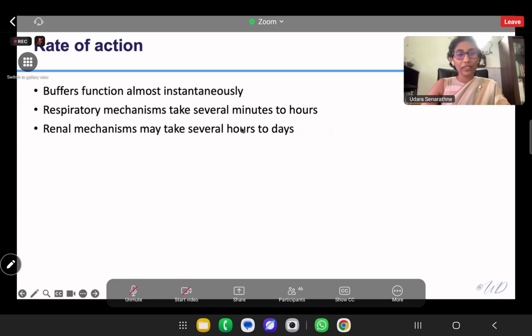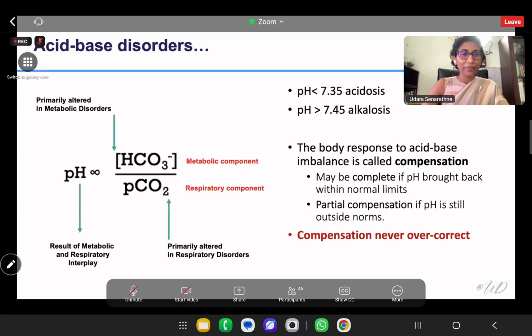Now, rate of action. Usually they come into play instantly. The chemical ones within minutes, the respiratory within hours, and renal within days. Okay, so now when we talk about acid-base disorders, we looked at the Henderson-Hasselbalch equation before.